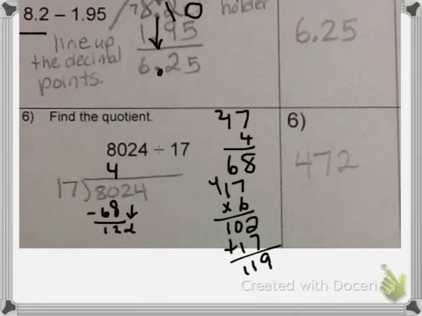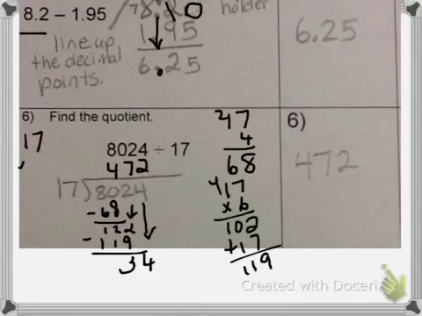So we get 119. So it can go in 7 times. Product is 119. And the difference is 3. We're going to bring our 4 down. From here, 17 can go into 34 2 times exactly. And we can show that on the side.